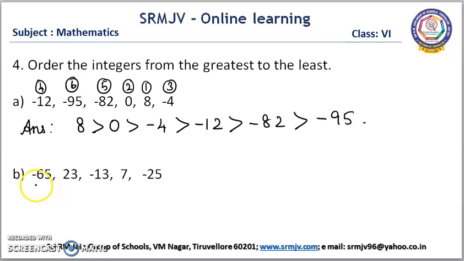Okay, the next question. Minus 65, 23, minus 13, 7, minus 25. So, positive integers are greatest, 23, 7. 23 is the greatest integer. Then 7. From these three negative integers, we have to identify the next greater, minus 13. The smaller number has a greater value. Then minus 25. Then minus 65 is the least integer.